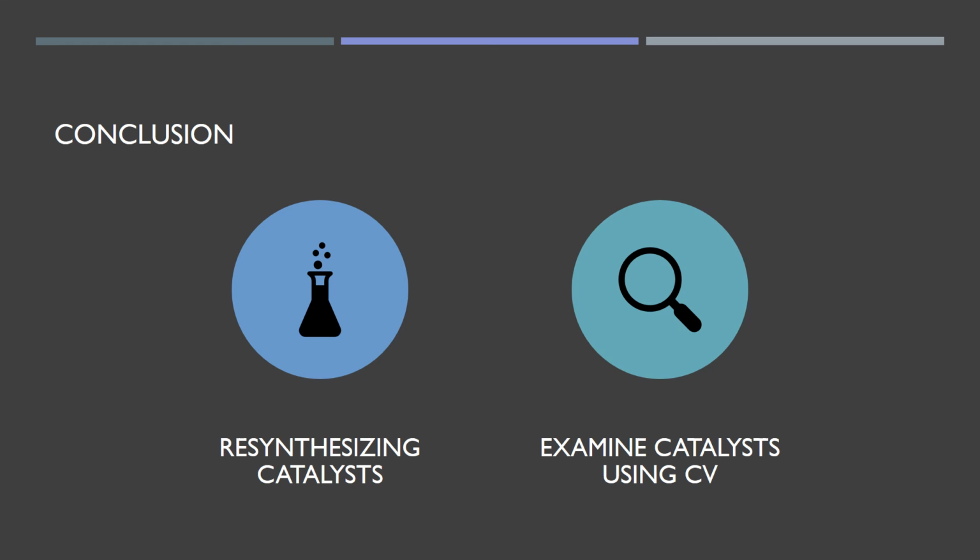So going forward, next steps would include resynthesizing the catalysts, taking more precautions to avoid contamination, and if synthesis is successful, then the catalyst can be tested in a reaction. Now that the instrument is set up, previously synthesized and newly synthesized catalysts can be examined using CV to gain knowledge about their electrochemical properties, specifically reduction potentials.